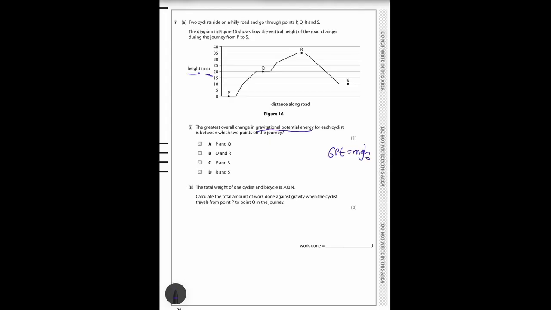So let's just have a look at the different situations. From P to Q, I've changed by 20 because it's gone from 0 to 20. From Q to R, it's going from 20 to 35, so I've changed by 15. And from R to S, I've gone from 35 to 10, so I've changed by 25. And now, because it's just asking about the overall change, it doesn't matter about bigger or smaller. So the biggest one is obviously 25. So the answer has got to be between R and S.